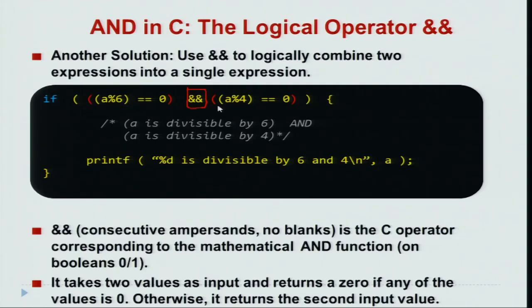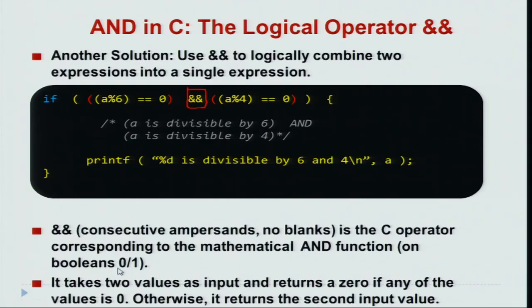Okay. So if both conditions are true, then you say that the given number is divisible by 6 and by 4. Okay. So, consecutive ampersand signs, that is the AND symbols without any blanks in between, is the C operator corresponding to the mathematical and the logical AND function.